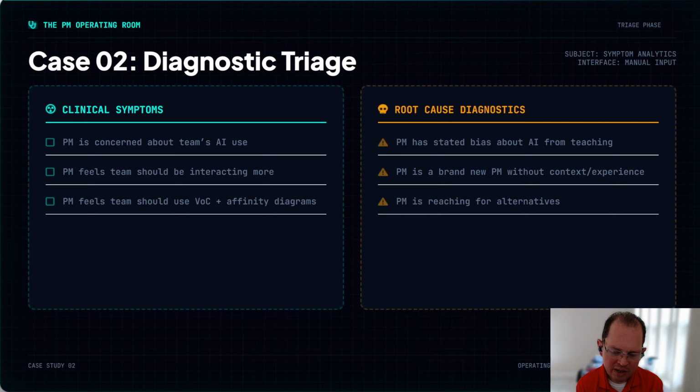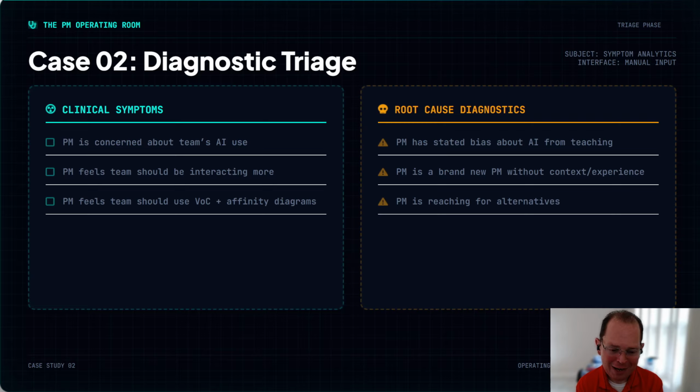Root cause here for me is that the PM is just reaching for alternatives. This sounds to me like something they saw in the PMBOK and thought, oh, cool, we should use that. And I don't know, but based on how the product is built, it makes me think this isn't a situation where we're getting massive amounts of customer feedback data, where it would be appropriate to use voice of customer and affinity diagrams.